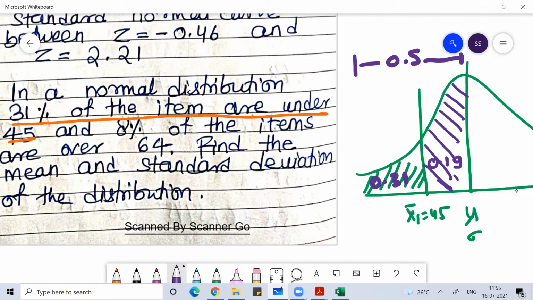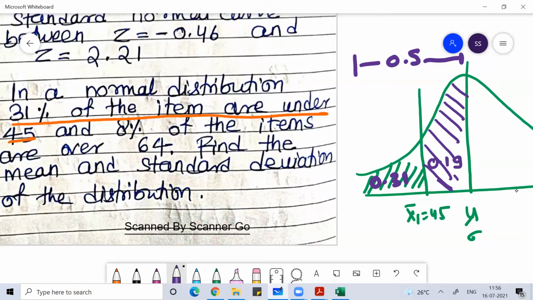Okay, so when we get this value, the area corresponding to 0.19, what I can do is go to the normal distribution table and see where I'll get the closest value of 0.19. So you can see the closest value of 0.19.